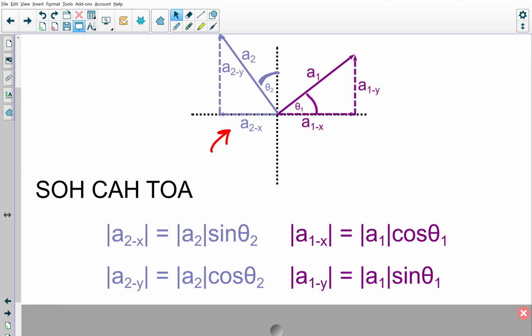a2y, that's the same as if this were over here. So that's an adjacent to theta 2. a2y is a2 cosine theta 2. And of course, you see with the a1, same sort of business.